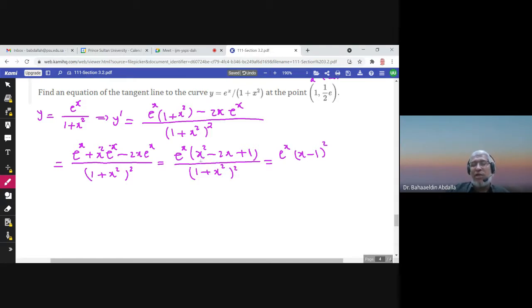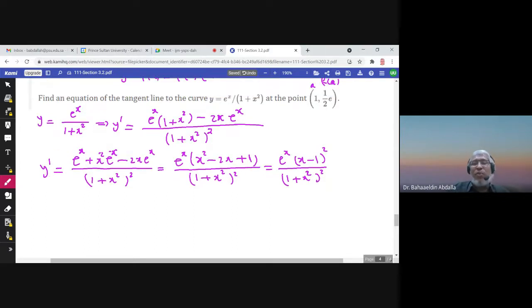Okay, the square root of x squared is x, the square root of 1 is 1, and the negative sign. If you raise this to the power 2, you get this one over 1 plus x squared to the power 2. And this is the simplest form of y prime. Well, I need y prime of 1 because a is 1. If I replace x by 1, 1 minus 1 would be 0. So 0 times anything is 0 over any number is 0. So y prime of 1 in this question is 0.